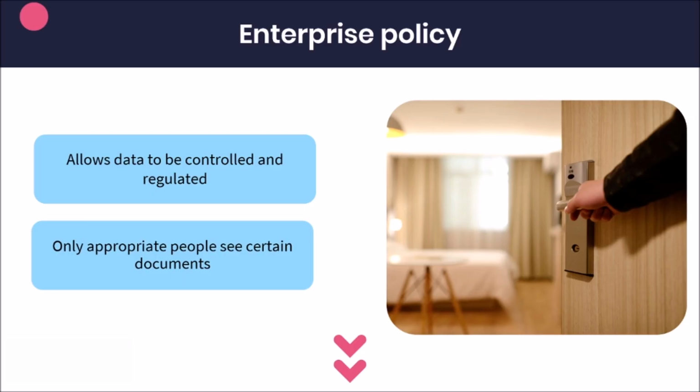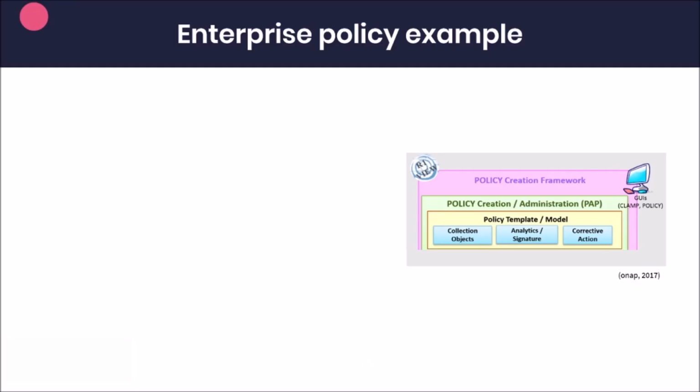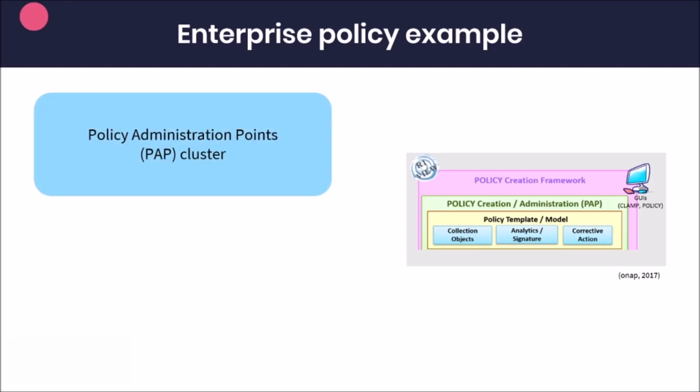to see certain documents. Now let's have a look at a policy framework using the ONAP policy architecture example again. We are going to work through this diagram to show you how the policy framework comprises the entire policy structure or architecture. The policy creation framework includes the Policy Administration Points, PAP cluster. These are the components that enable the company administrator to create and edit digital policies on the network.